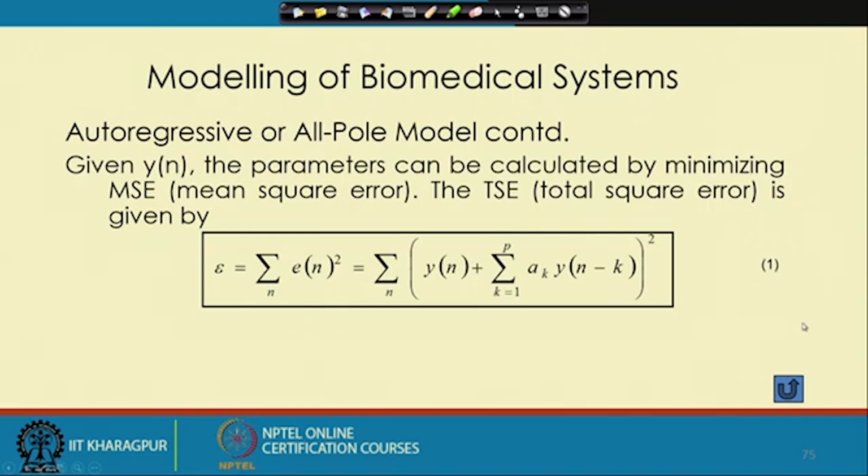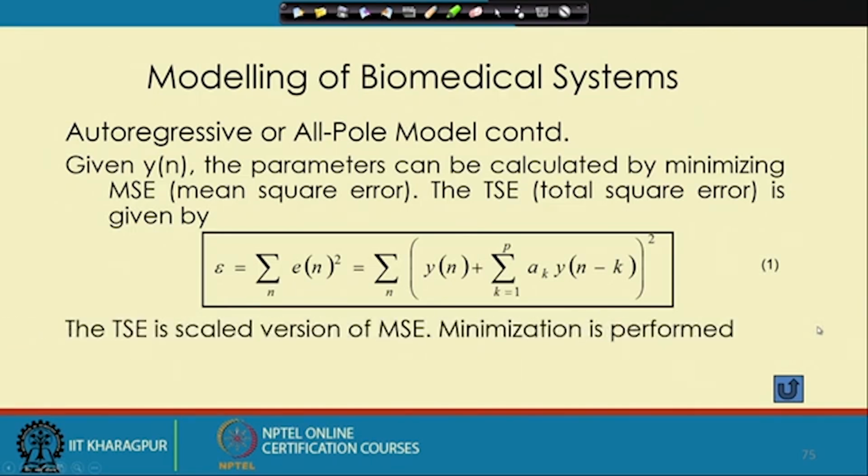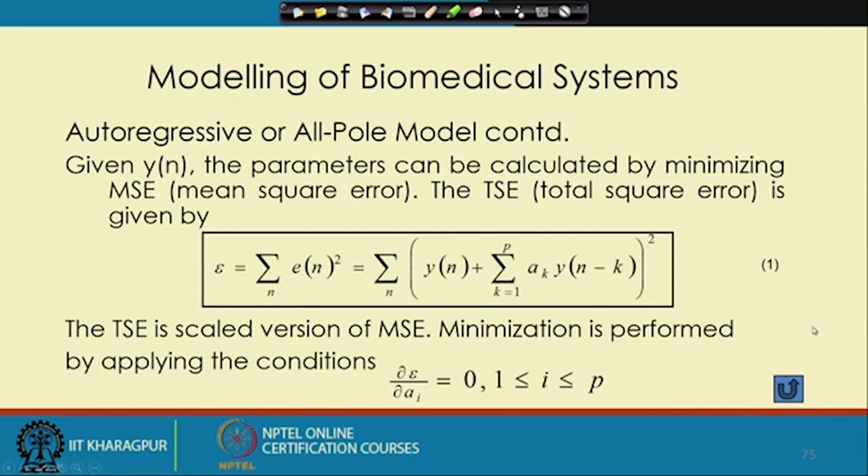In other words, we want to choose the parameters in such a way that the error is minimized, or the prediction is very near to the true signal. If we look at this total squared error, it is just a scaled version of the mean square error. In the mean square error, we scale by the number of samples of E n, that is, how many predictions we have made. By applying the minimum error condition, that value should be 0.